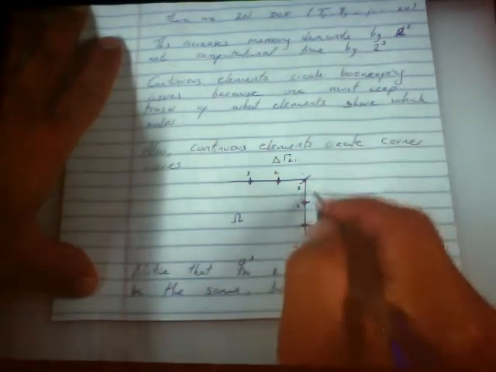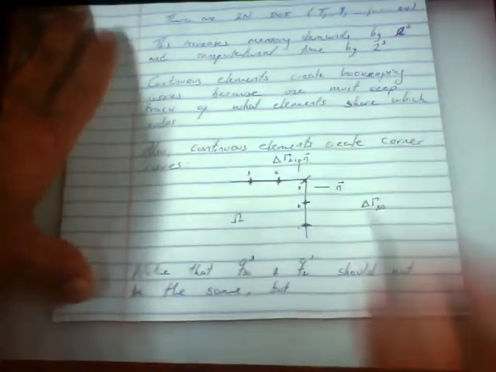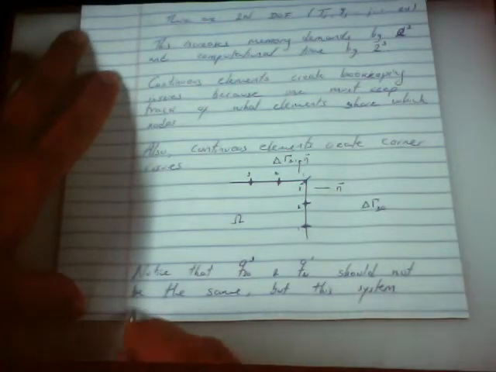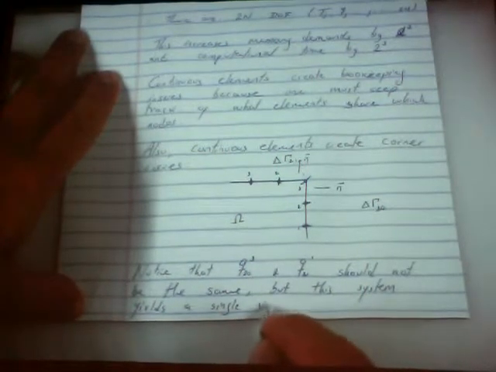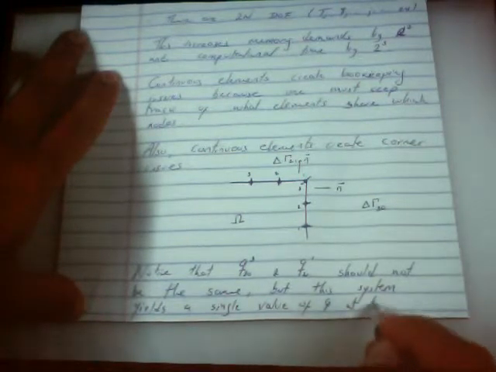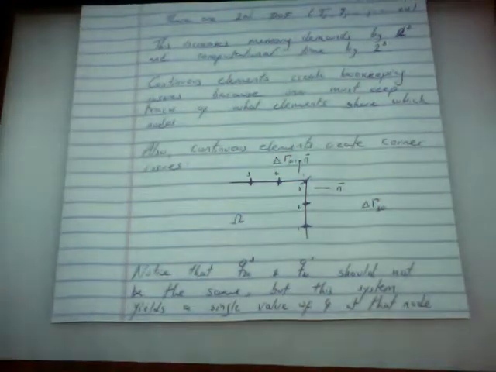But, well, one is multiplying this normal vector, the other one should be multiplying this normal vector. But this system yields a single value of Q at that node. That's a corner issue, which is not good. And by the way, that's the same thing in finite elements.